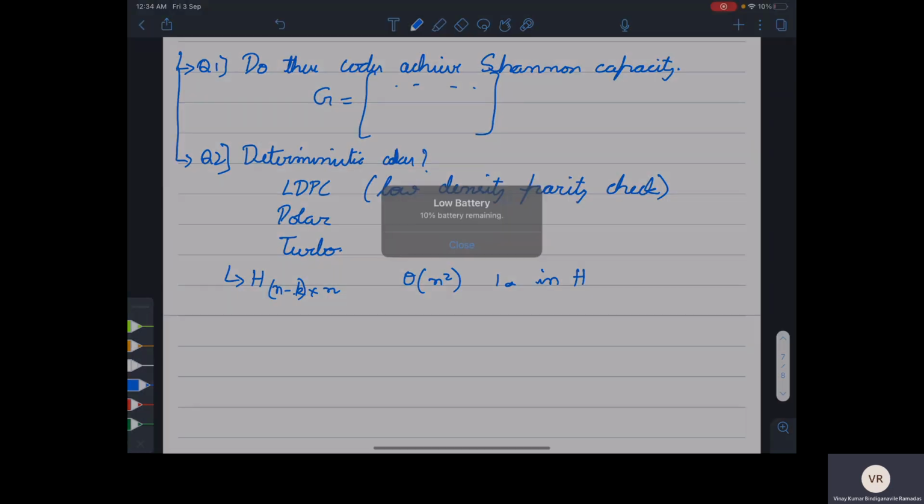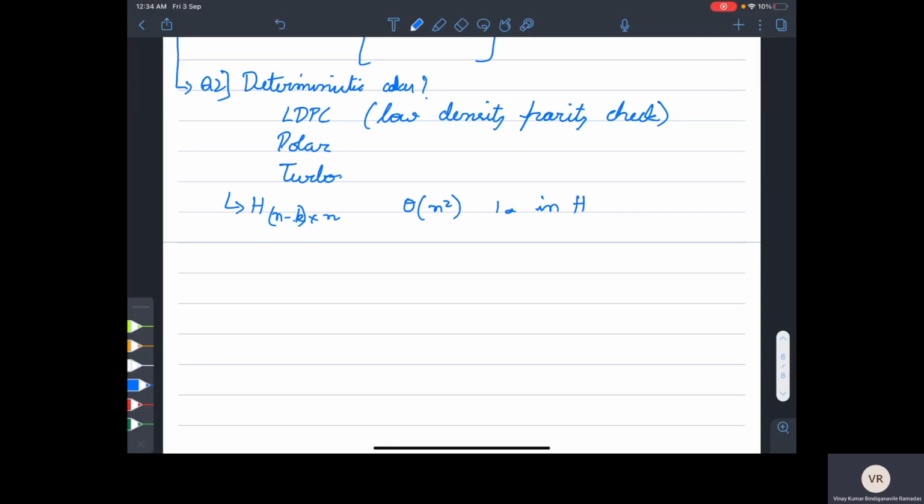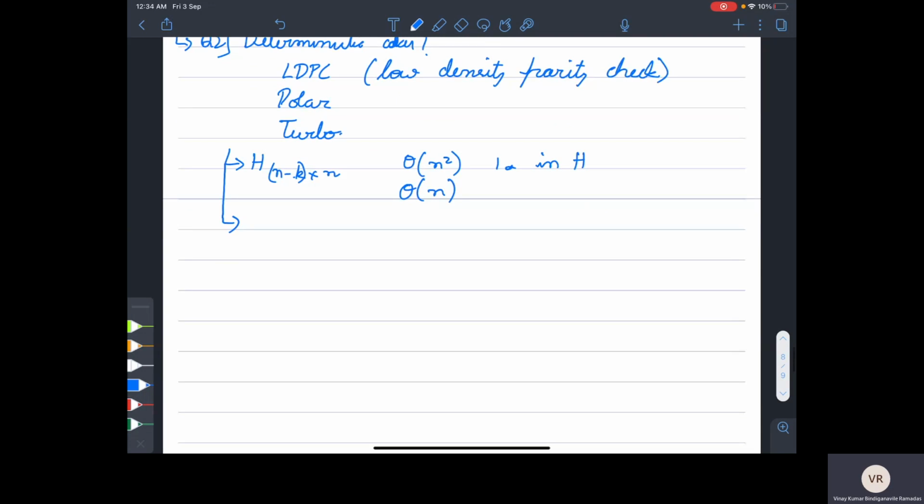Alright. In LDPC codes, the number of ones is of the order n instead of n square. So this is the first difference between normal linear codes and LDPC codes. Moreover, each row has the same number of ones and each column also has the same number of ones, in an LDPC code.